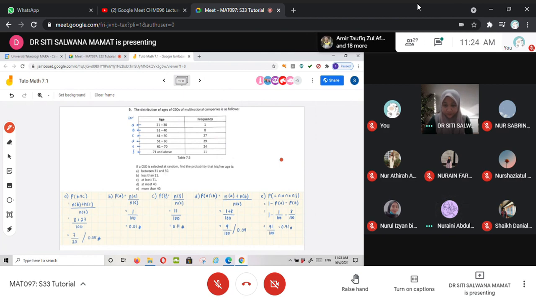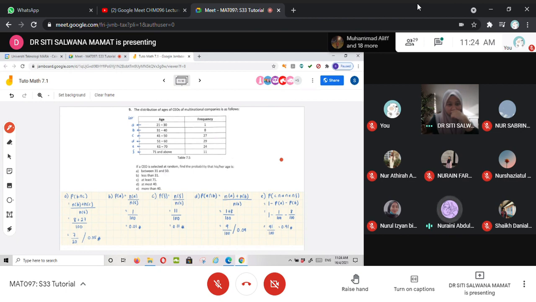So for this question, I already let all the H equal to A, B, C, D, E, and F. So for A, if a CEO is selected at random, find the probability that his or her age is between 35 and 50. So for that, it's B intersect C. So we're gonna do NB plus NC over NS, which will equal to 0.35. For B, it says less than 31. So it means it must be only A. So PA is equal to NA over NS, which will equal to 0.01.